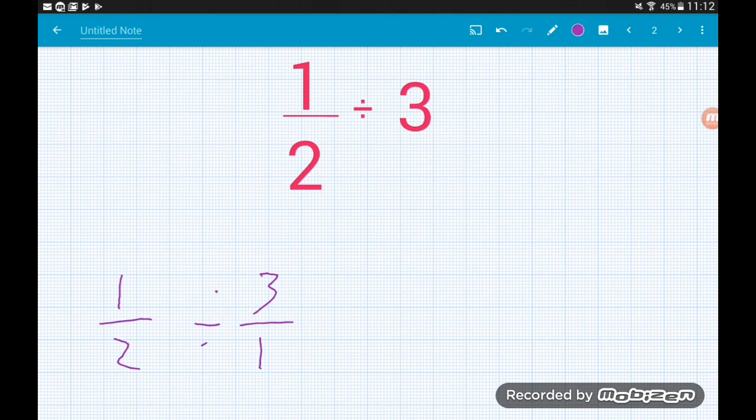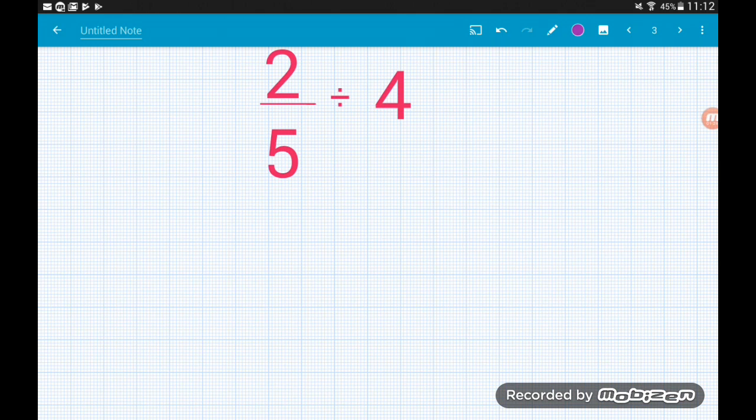And now we can use the trick that we were using in the dividing by fractions video, whereby we flip the fraction that we're dividing by and it becomes a multiplication, so we get 1/2 times 1/3. Now remember, when you're multiplying fractions, you multiply the tops together and you multiply the bottoms together. So 1/2 divided by 3 is 1/6. Cool.